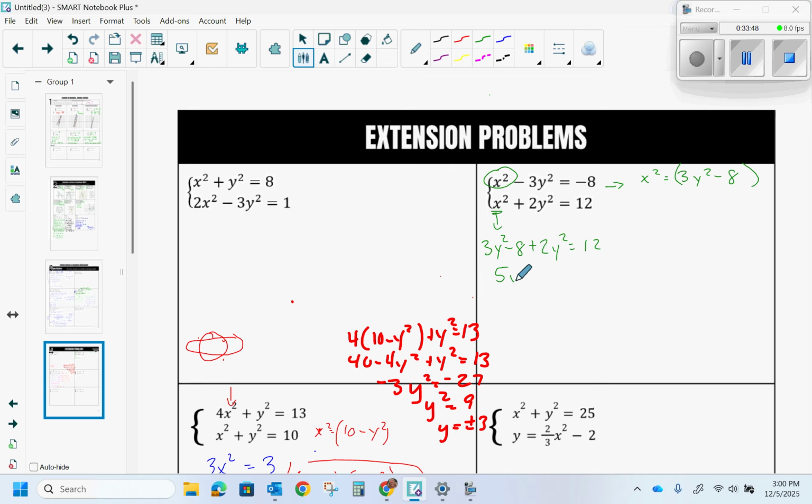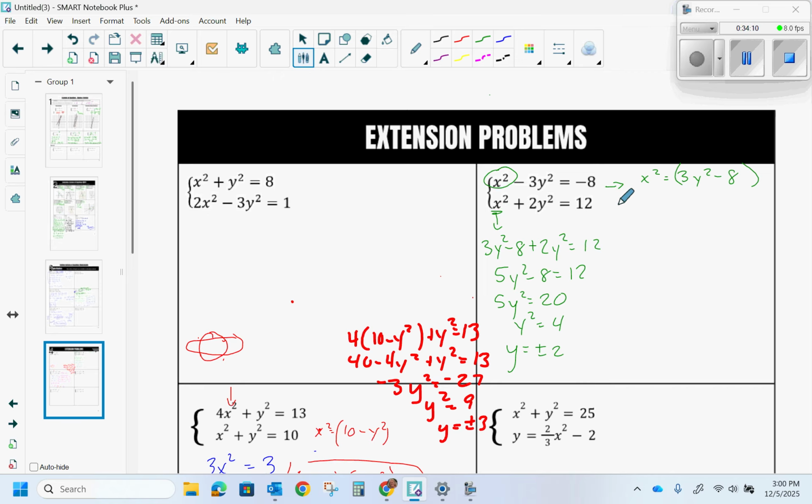Combine like terms, 5y squared minus 8 equals 12. Y squared equals 4, and we have y equals plus or minus 2. You guys have to remember, every time you take the square root, you're going to have plus or minus. So here we have our y values at 2 and a negative 2.